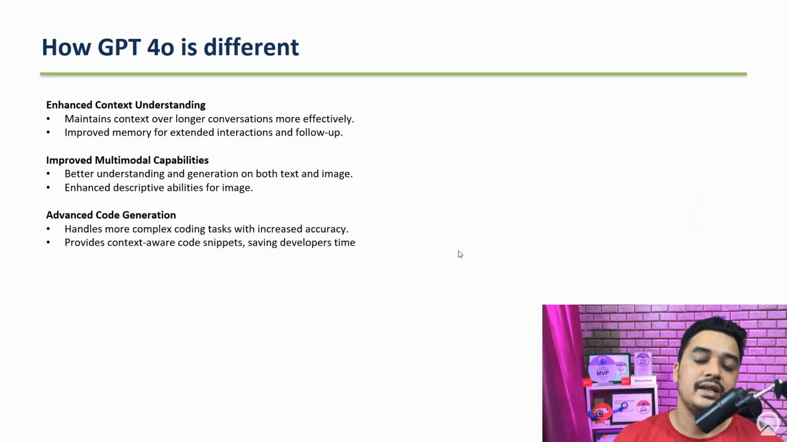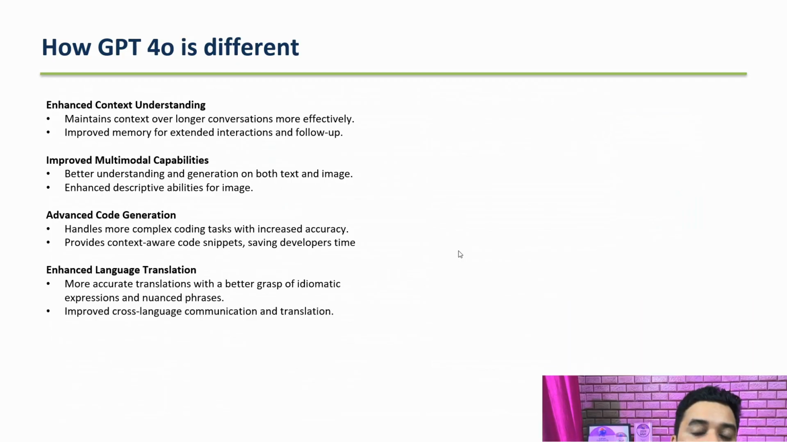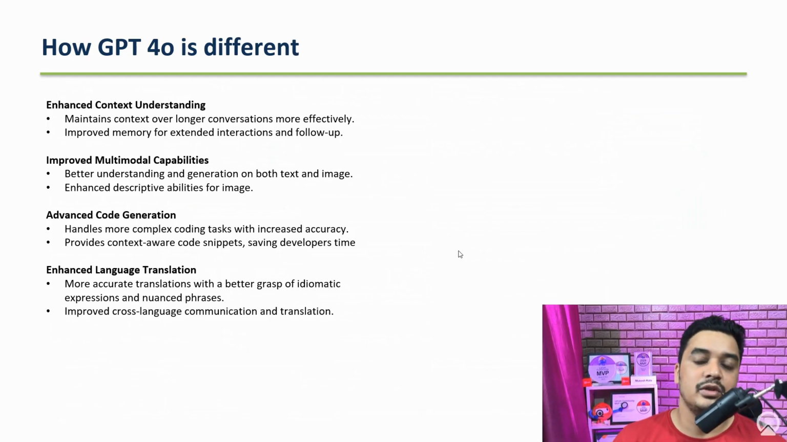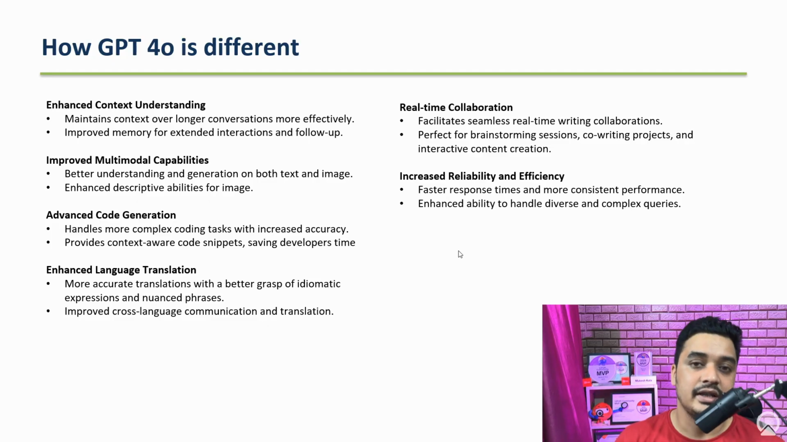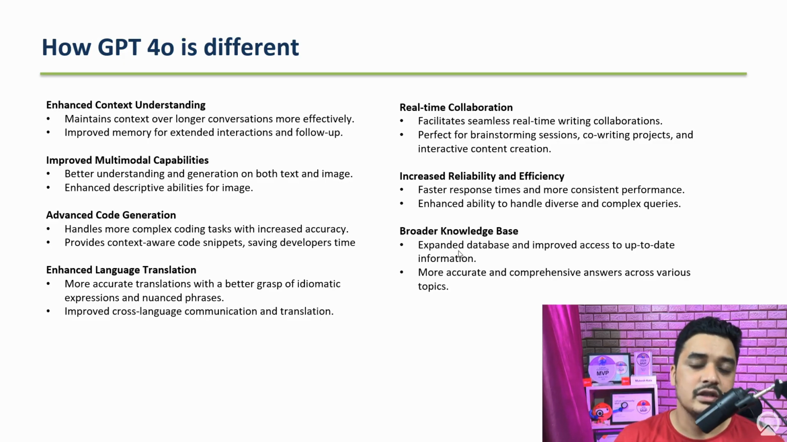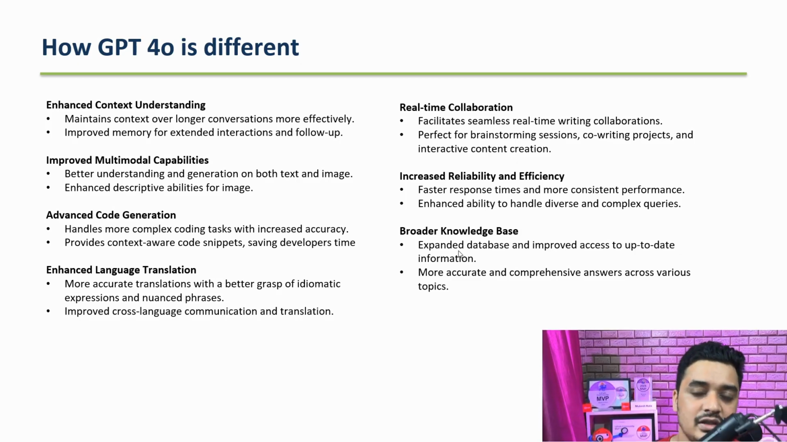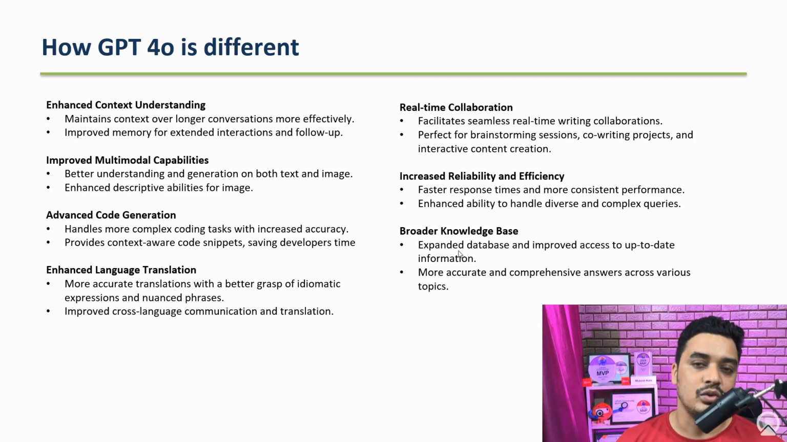As we already understand, GPT models are able to code also, right? So with GPT-4o you get enhanced code generation. If I talk about language translation, GPT-4o is able to do language translation in a much better and more precise way because it is trained on more parameters. It allows you real-time collaboration. It has increased reliability, it is faster, it is more efficient and more cost saving as well. And all of these features are coming because it has a broader knowledge base, right? So these are all the ways in which GPT-4o is different, right?